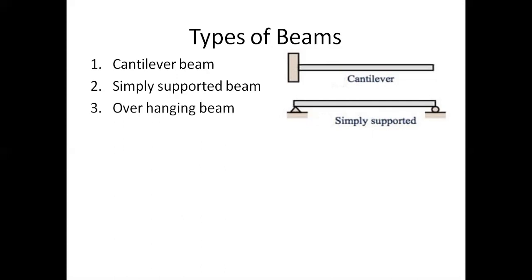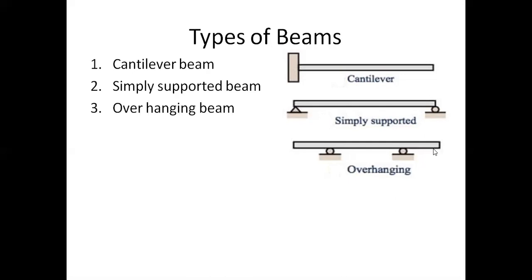Third one is overhanging beam. What do you mean by overhanging beam? So here it is an overhanging beam. Overhanging means if we have beam beyond the supports, then it is called overhanging beam. If you compare the simply supported beam and the overhanging beam, in simply supported beams, the last point on both sides will be the support. Whereas in overhanging beam, the last part of the beam may not contain a support. So it should have some overhanging beyond the supports.